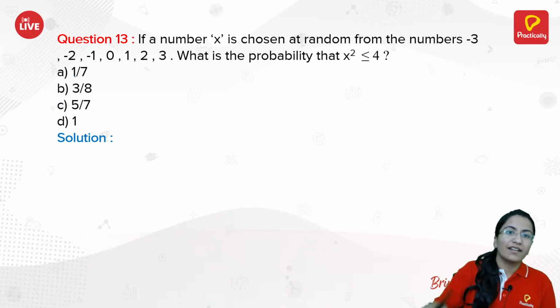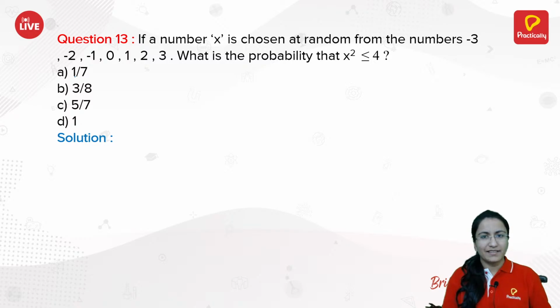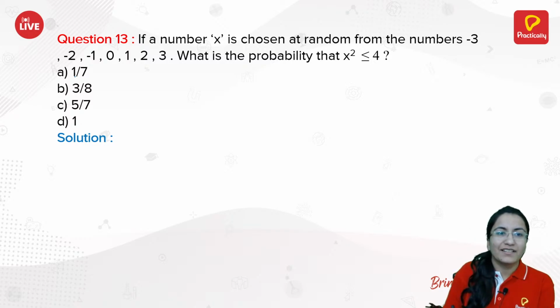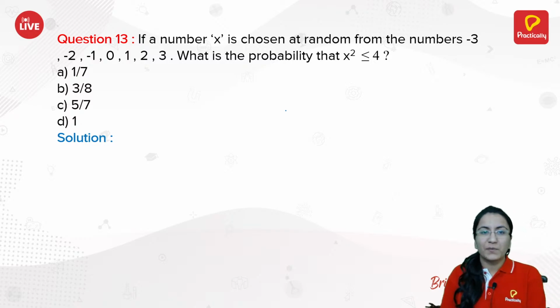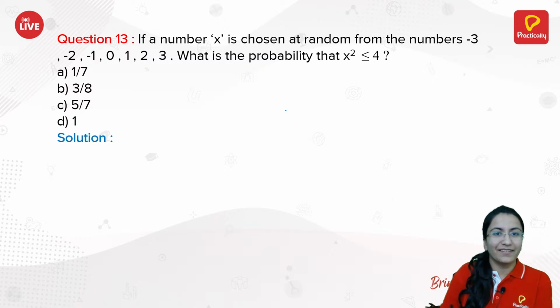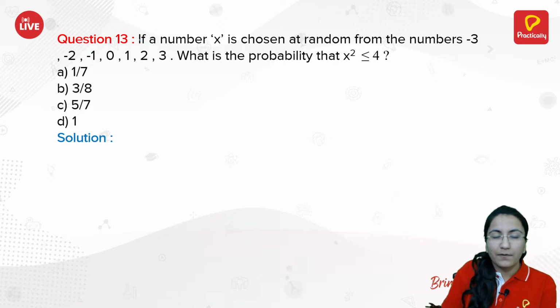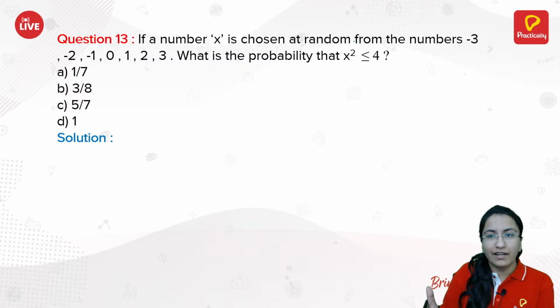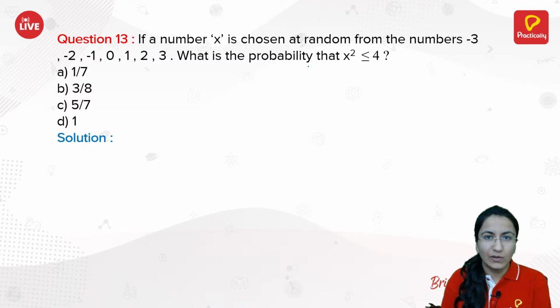Next question here again related to probability. Some similar question that is done already in the sample paper, so I expect most of you would do this before me. So let's just see what question it is. We have numbers over here. If a number X is chosen at random from these numbers, we need to find the probability that X square is less than or equal to 4.